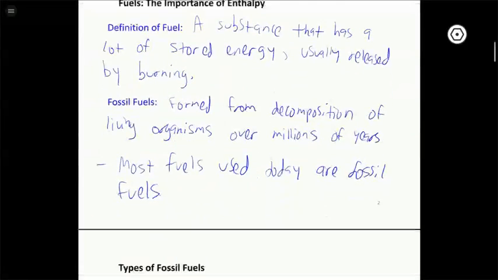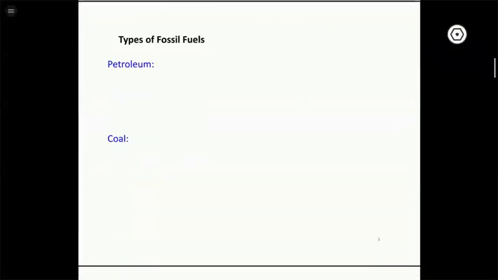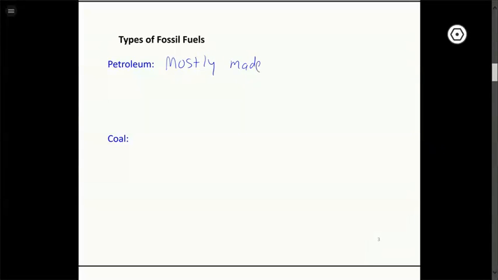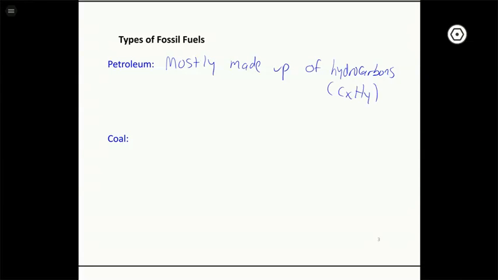So there's two major types of fossil fuels that we use today. There's petroleum and coal. Petroleum is a liquid and is mostly made up of hydrocarbons. We've seen that word a couple times already. It means something that has only carbon and hydrogen in it. So hydrocarbons have the general formula CxHy, so just carbon and hydrogen in some ratio is a hydrocarbon, and most of petroleum is made up of hydrocarbons. Most of the products that we get from petroleum are liquids that we're going to use.